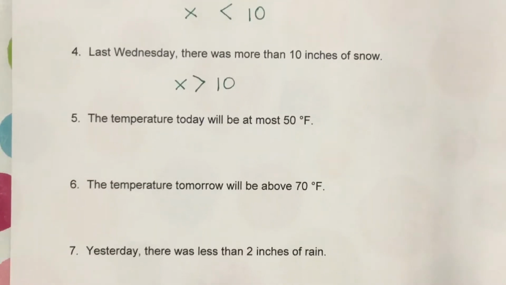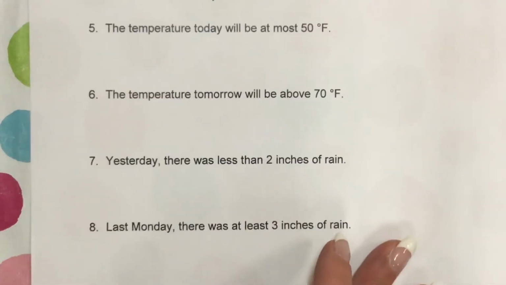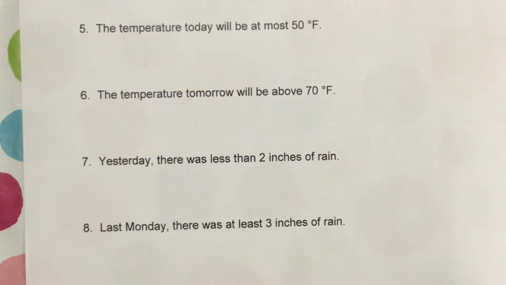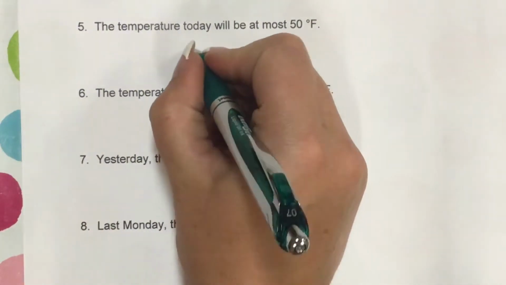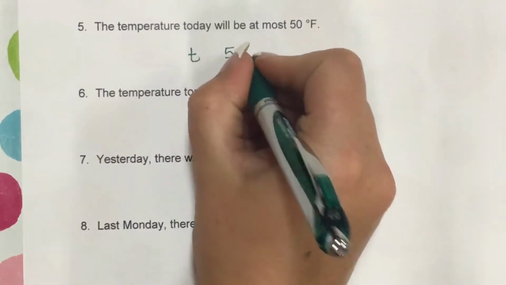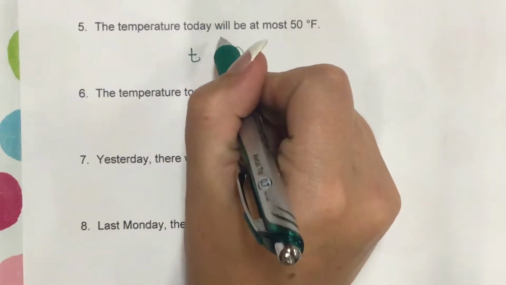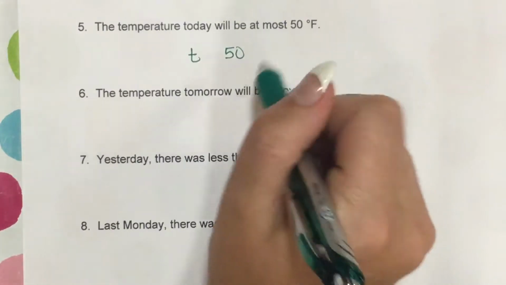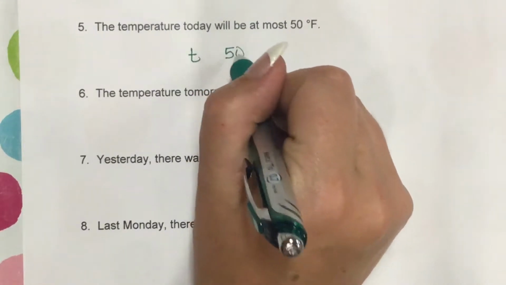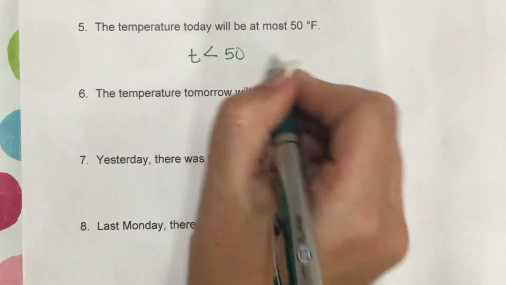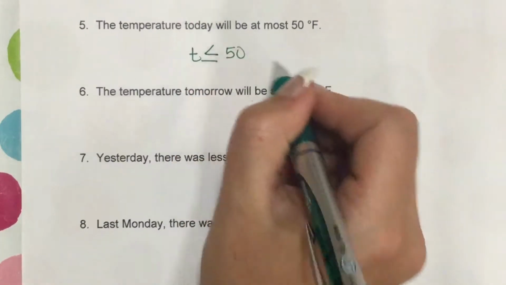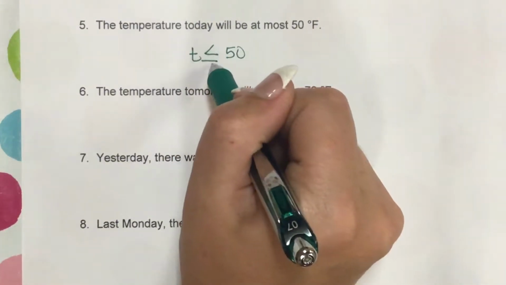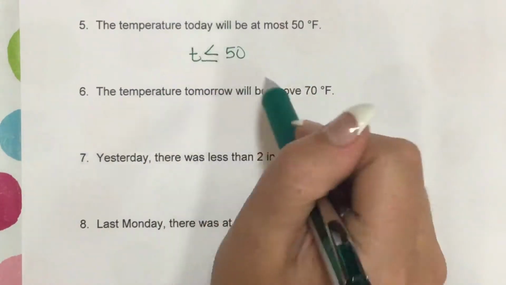Let's look at the next one, number 5. It says the temperature today will be at most 50 degrees Fahrenheit. So let's use T for temperature. So we have T and then the number is 50. So the temperature today will be at the most 50 degrees, so that means 50 is going to be the biggest it's going to get. At most 50 degrees, which means it could equal 50. So we'd say T is less than or equal to 50.